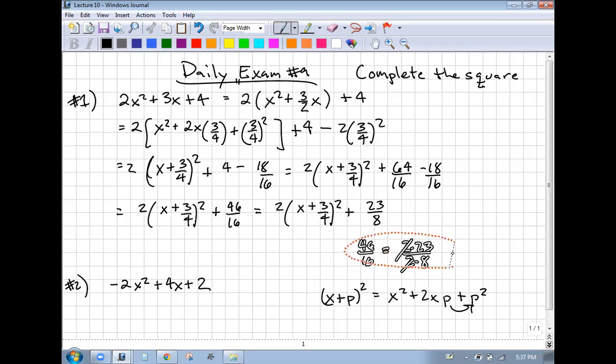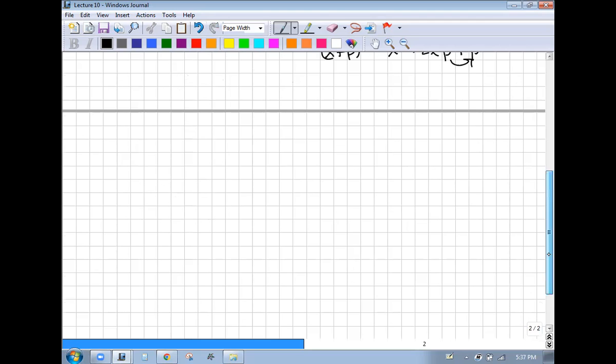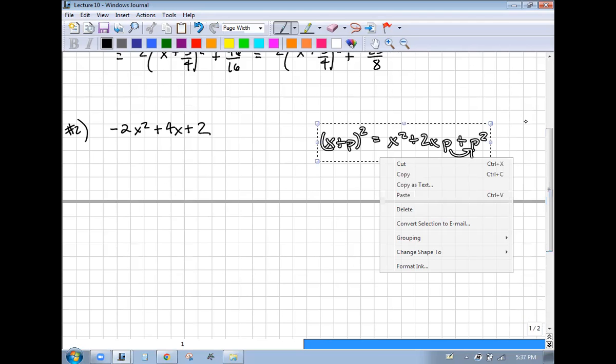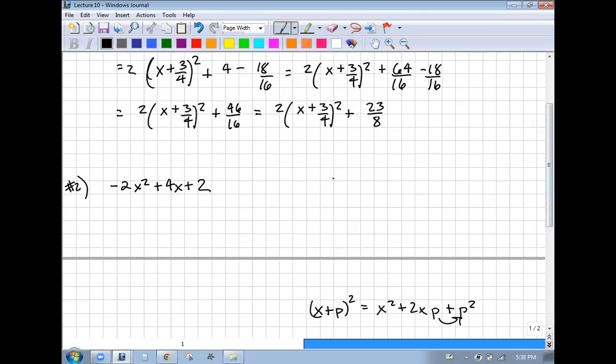What does that mean, complete the square? Well, we have the x squared here, but we want it to look like x plus something squared. So that's completing the square. We'll do some more examples here in a minute. We'll do some simple examples and then build up to more complex ones.